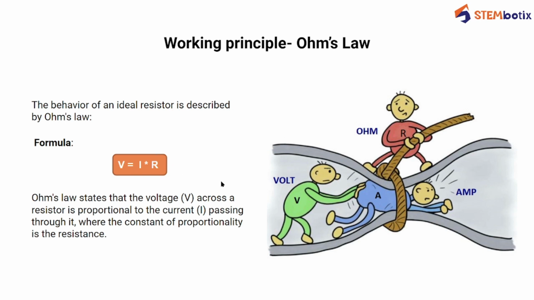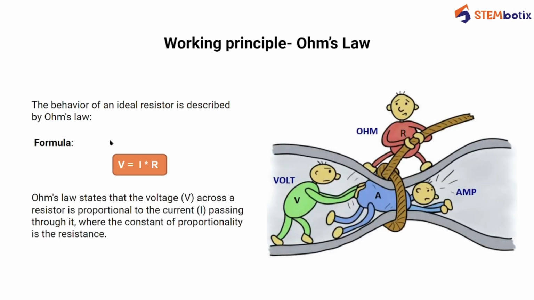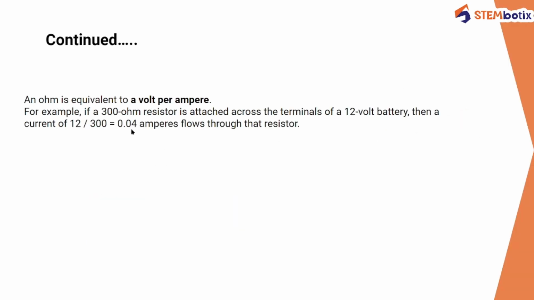Means the constant of proportionality is resistance, and voltage is proportional to current for Ohm's law. An ohm is equivalent to a volt per ampere. That means 1 ohm is equivalent to a volt per ampere.